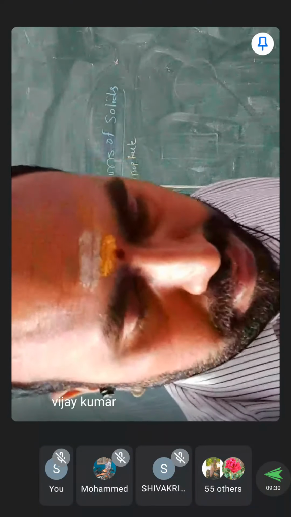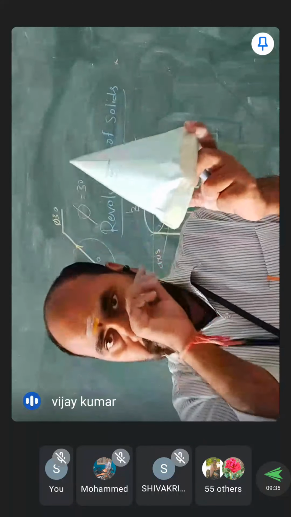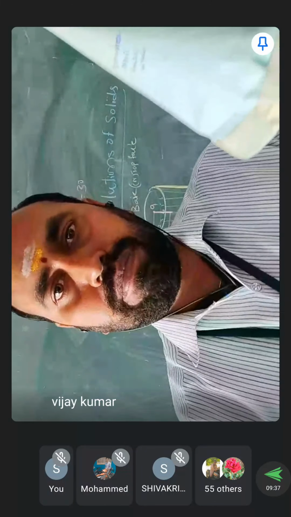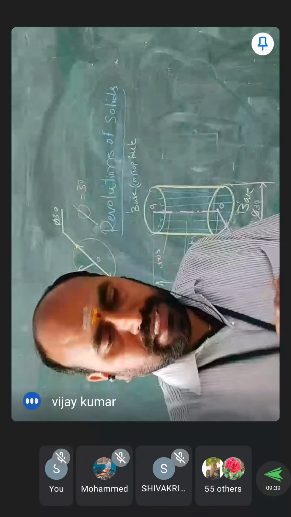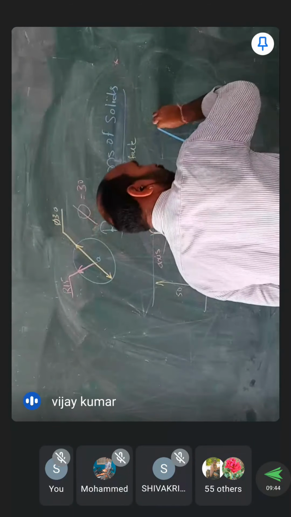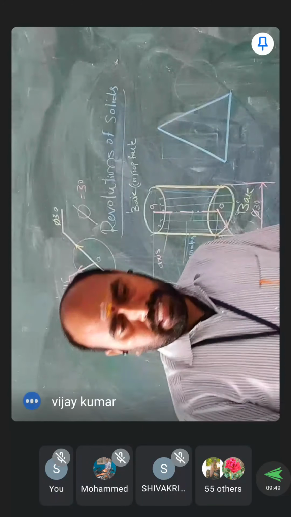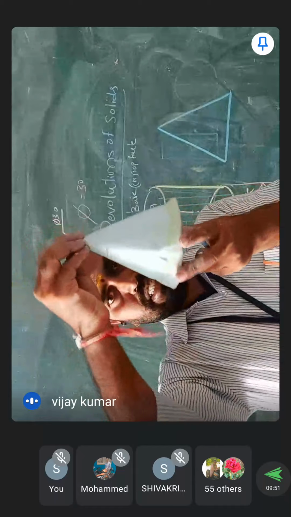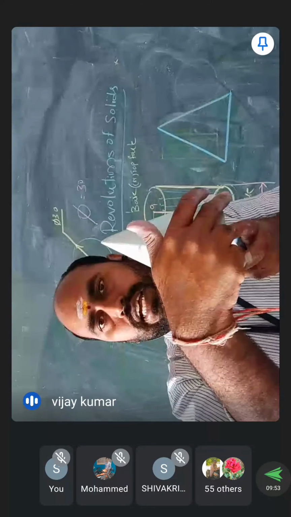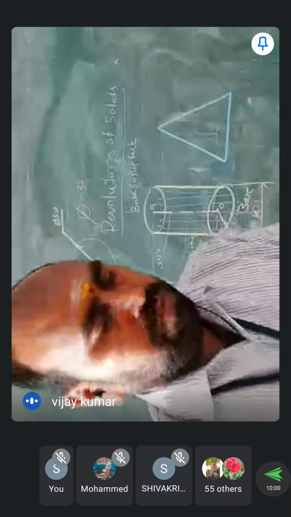Now let us come to the cone. What is this? It's a cone. These blue color lines should be thick. It is a cone. So you can see it looks just like a rectangle shape. When it is standing on this one, it looks like a rectangular shape.